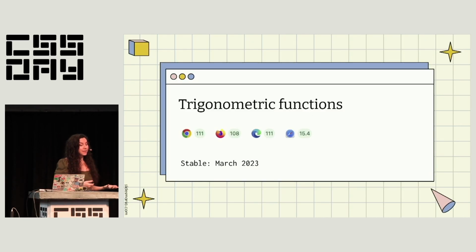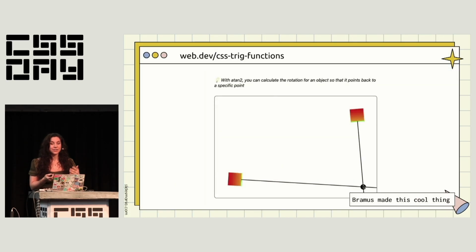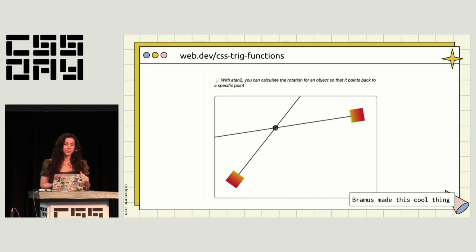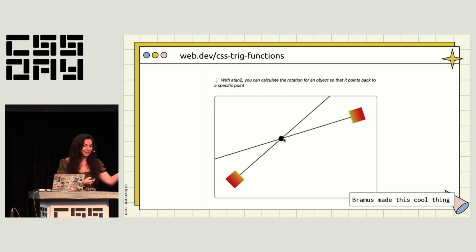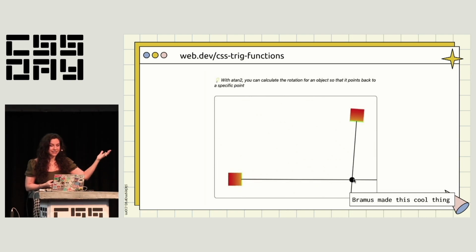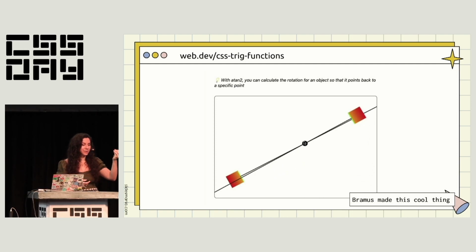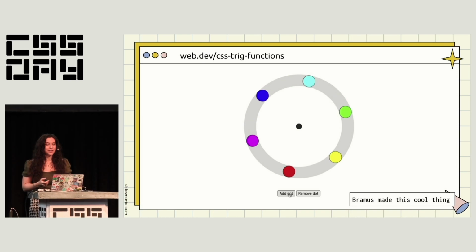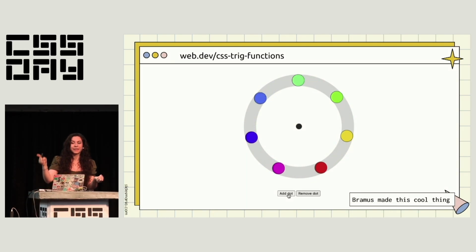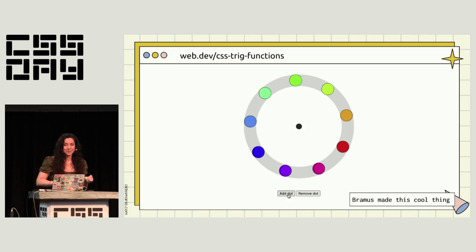Trigonometric functions is another one that I'm really excited about because I've seen so many cool demos, and these allow for more fluid, organic interfaces. And there's a great blog post from Bramis who talks about a lot of these and has created some really cool demos, like this one using ATAN2 to check what the point is between 2 specific lines that I thought was cool. And this one that you can add items to on a circular plane that rotate at various points.